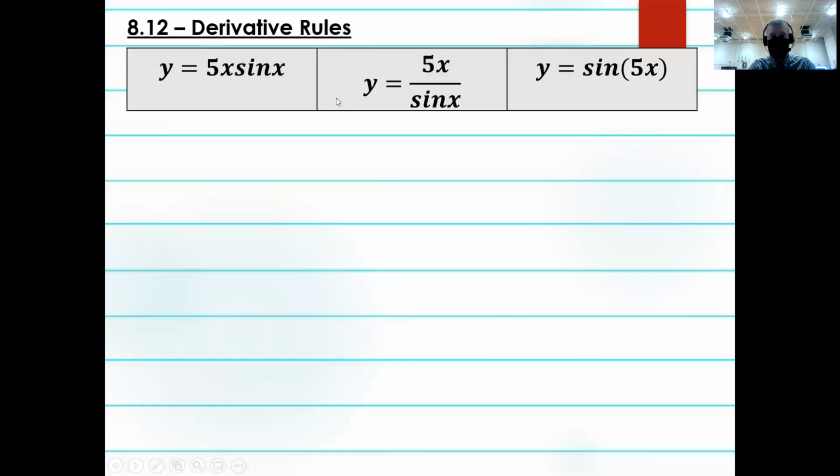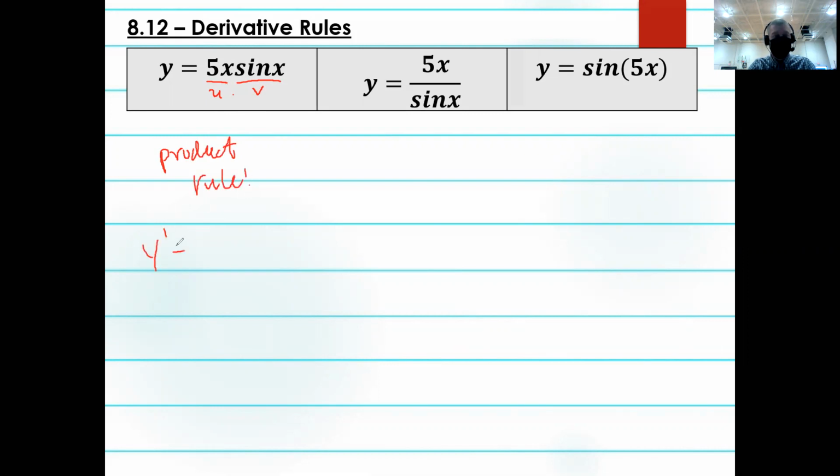So here are some previous examples from other classes and other lessons. One of them where I have something like 5x times sine x. Of course, that times sign is invisible. And you know that if we have two functions being multiplied together, I would call this one u and this one v. And if those two things are being multiplied together, we would use the product rule, right?